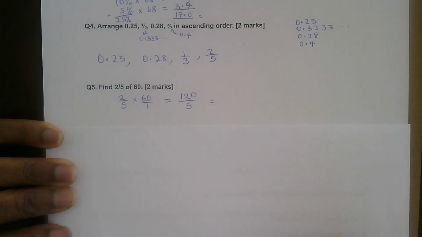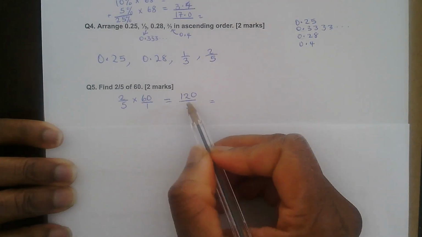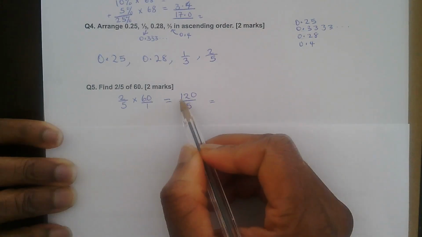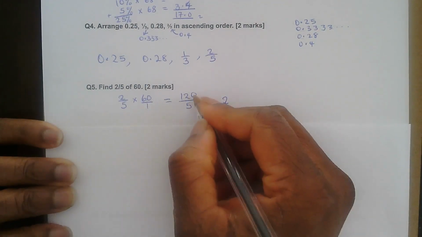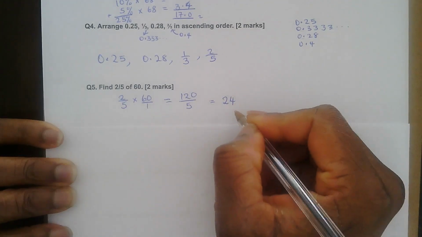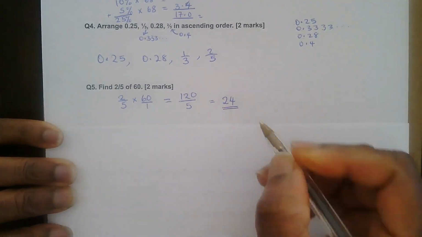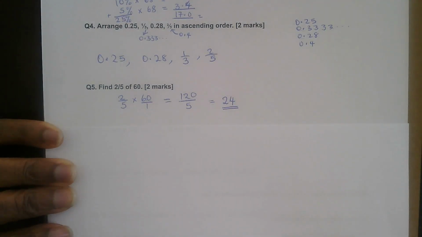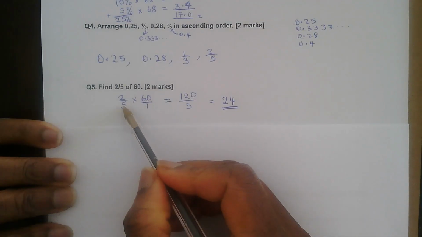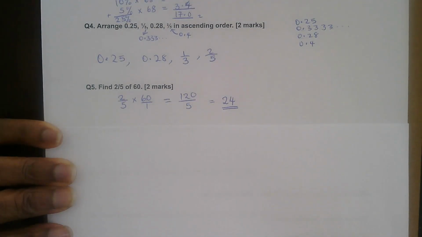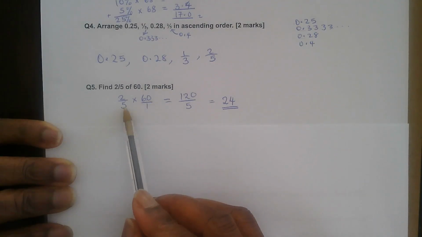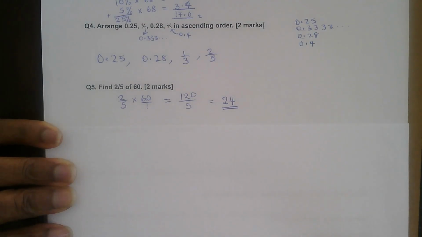Without a calculator you can still do this. 5 into 12 is 2 with a remainder of 2. 5 into 20 is 4. So you could do it that way, or you could use the first method, which is 60 divided by 5, which is 12. 12 times 2 is 24. Divide by the bottom number, multiply by the top number.